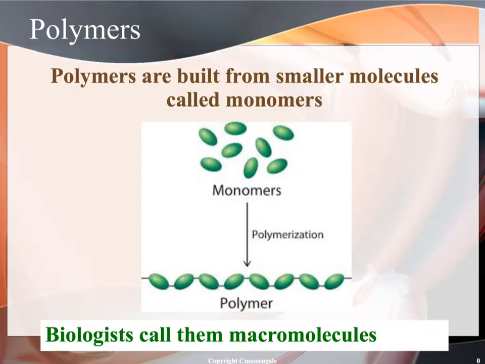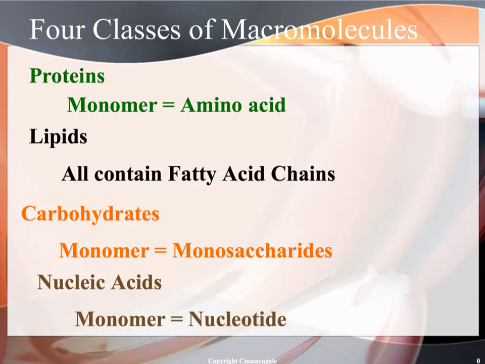When we're talking about these macromolecules, these large carbon-based molecules, they're also known as polymers. And polymers are built from smaller molecules called monomers. So many monomers are put together to form a polymer, and then all together these form the macromolecules that we're talking about today. So we have four classes of macromolecules.